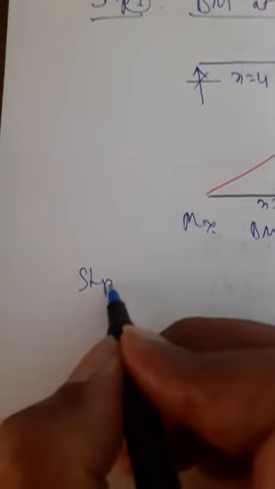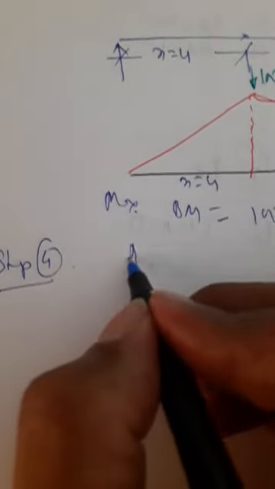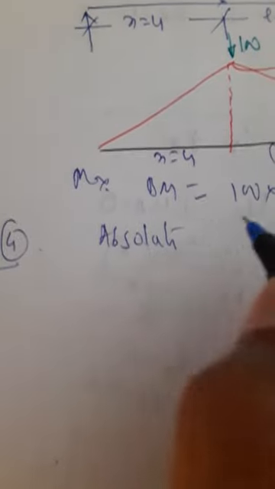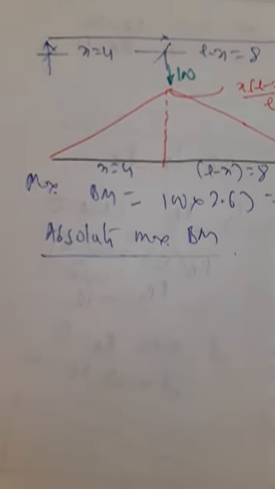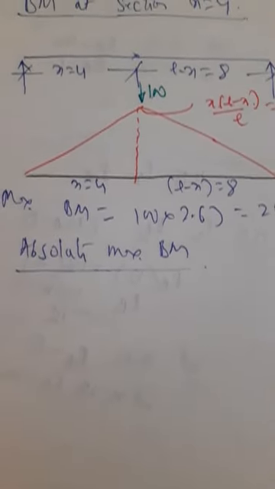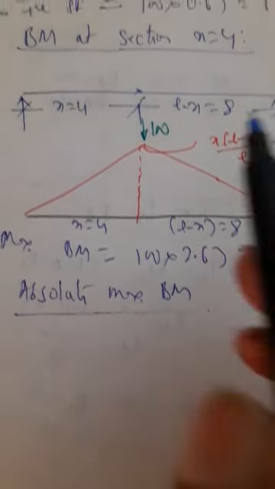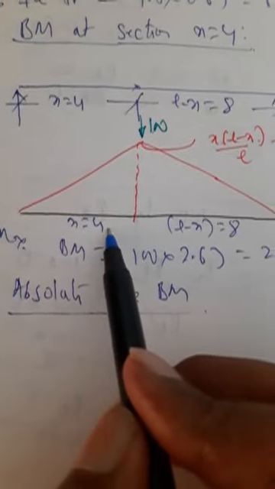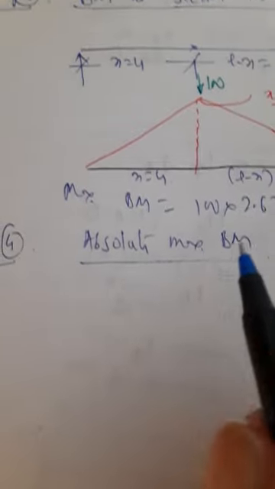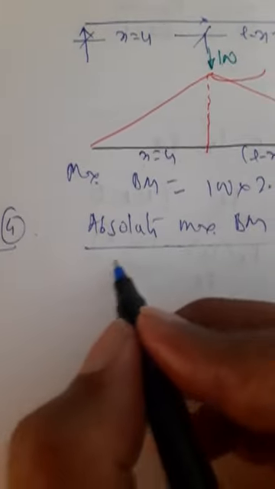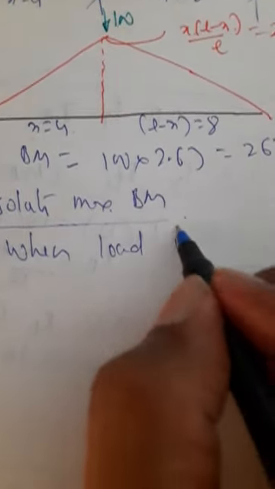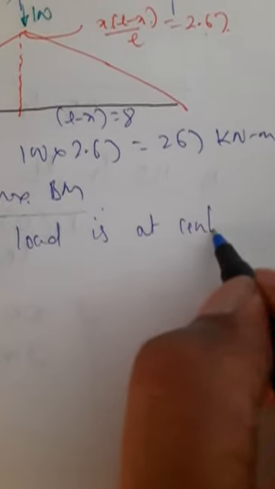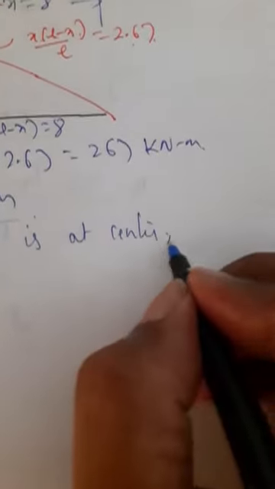Next step, absolute maximum bending moment. So absolute maximum bending moment means what? Any location where we get maximum bending moment. So this bending moment I have calculated at x is equal to 4. Now for a single point load and simply supported beam, absolute maximum occurs when load is at center. When load is at center, bending moment is maximum.